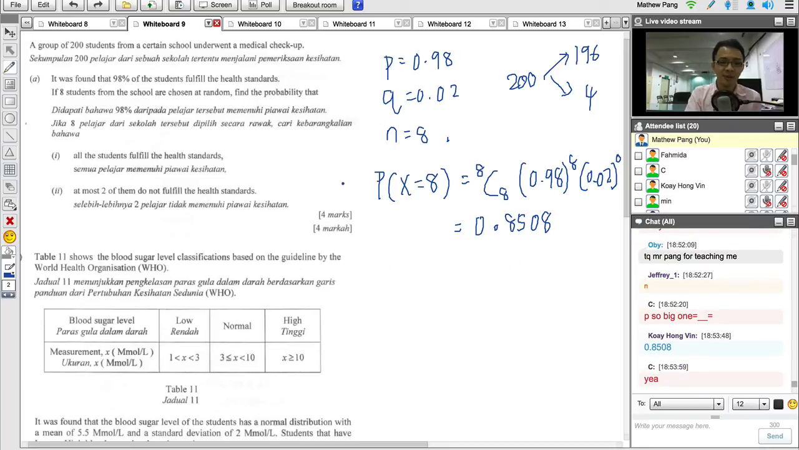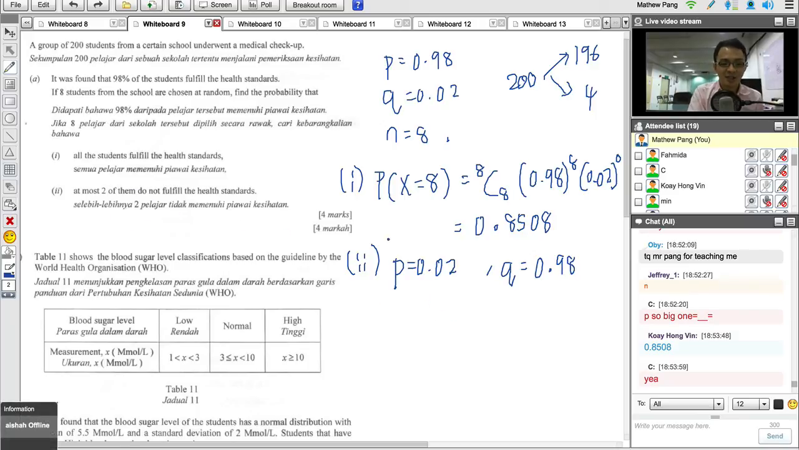So in part 2, at most 2 of them do not fulfill the health standard. Since it says do not fulfill, you have 2 methods to do. If you want to go straight away, I change my P to 0.02, because this one is do not fulfill the health standard, and Q is fulfill the health standard. Because he said do not, I just change the P and Q according to the do not they want.